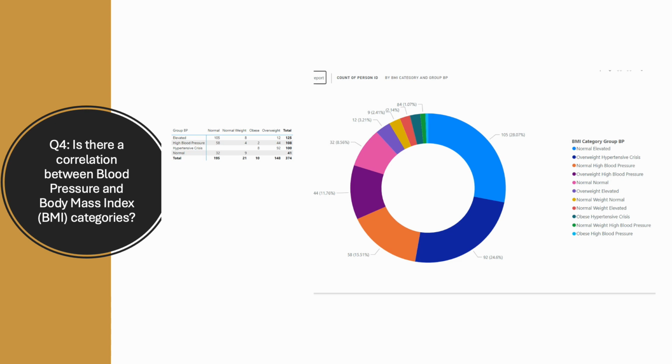Now, to summarize these findings, first, BMI and blood pressure correlation. The analysis revealed a connection between BMI and blood pressure, with obese and overweight individuals more prone to hypertensive crisis. Second, elevated blood pressure in normal BMI. Despite being within a healthy weight range, a significant portion of individuals showed elevated blood pressure, indicating the influence of factors beyond weight alone.